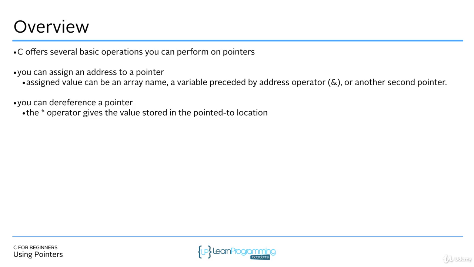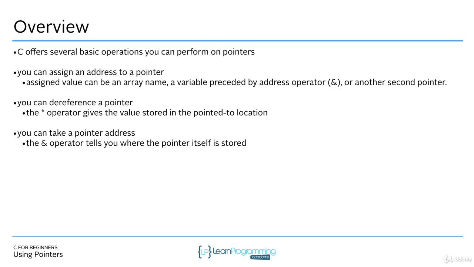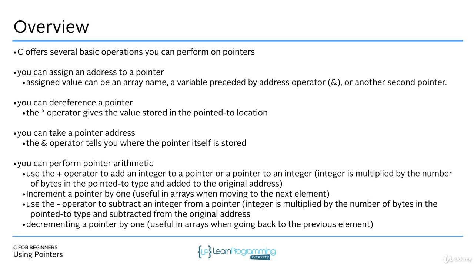You can also dereference a pointer. We just learned about that. That's where you use the asterisk, the indirection operator. This will give you the value that's stored in the pointer, the pointer's value, which is an address, what the pointer is pointing to. You can also take a pointer address. This is the actual address of the pointer when you create the pointer, where the pointer itself is stored. You can use the address of operator on that pointer as well.